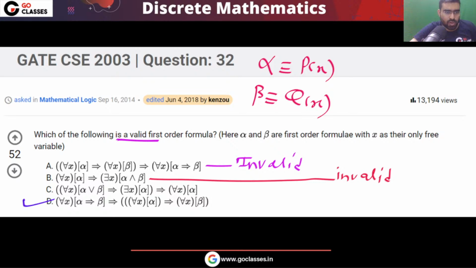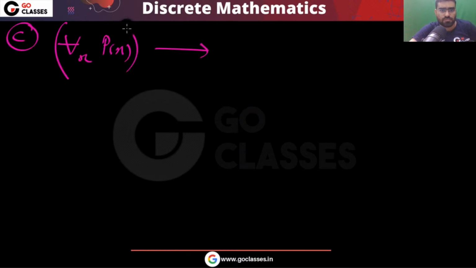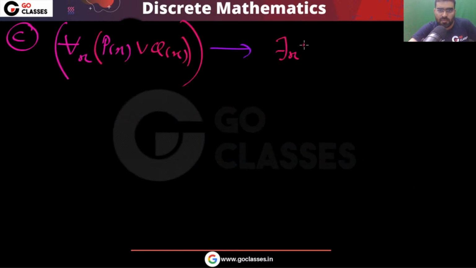Okay, let's see the next. What about option C? Option C is saying that for all x, Px or Qx, then can I say that there exists x Px implies for all x Px? So option C is saying: for all x Px or Qx, does it imply there exists x Px implies for all x Px?